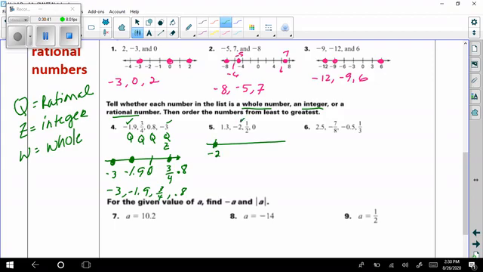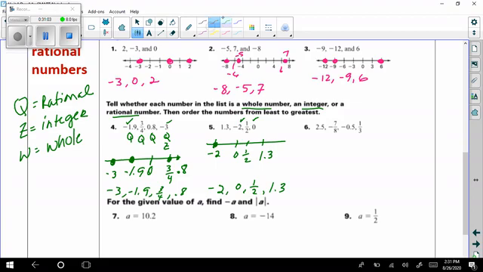That takes care of that one. Then I have the 0, because 0 separates the positives and the negatives. I'm going to have 1/2, and then I'm going to have the 1.3. So negative 2, 0, 1/2, and 1.3.